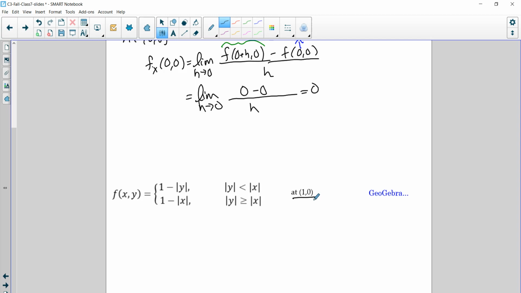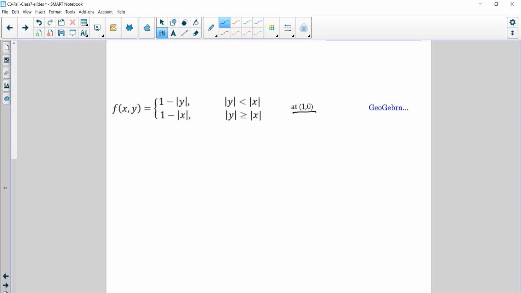I could try to differentiate this and have fun, but I'm just going to try the limit definition to start with and maybe save myself some time and energy. Maybe. So if I do f sub x of 1 0.